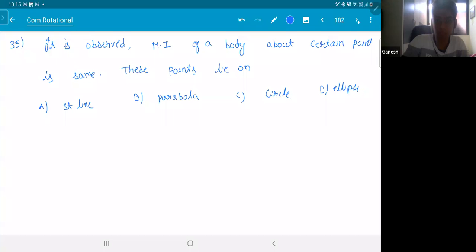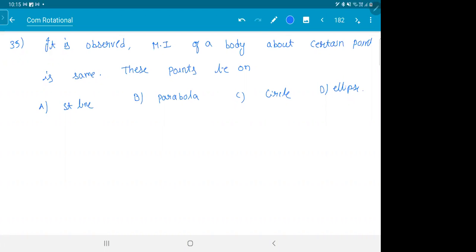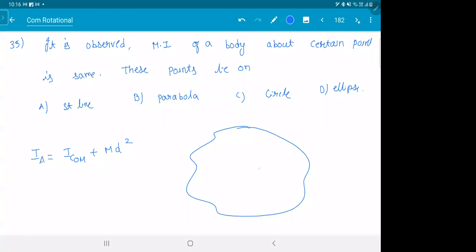So can you explain the question again? You have a body. It is observed there are certain points about which the moment of inertia was the same. So on what shape do all these points lie? If you join all these points, what shape will you get? See, what is the formula of moment of inertia? I_A is I_COM plus M D squared. That means the moment of inertia about an axis is the center of mass moment of inertia plus mass into the distance between them. Now, I never really bothered which way the distance is.